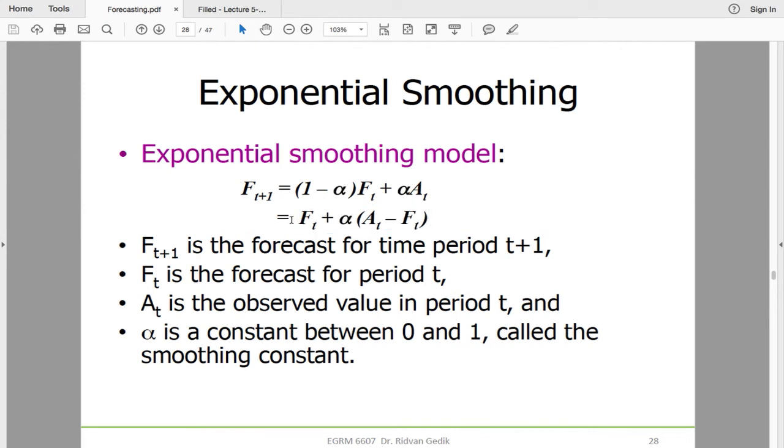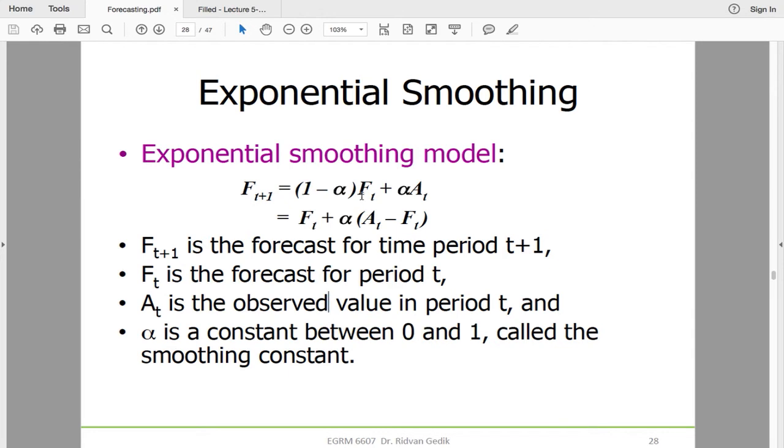Let me explain what these symbols are. We have a very important constant called alpha. Alpha is very important here. It's a user-specified value, but at the end of this lecture you will learn how to optimally locate this alpha. It should be between 0 and 1. It can be equal to 0, it can be equal to 1, and it's called the smoothing constant.